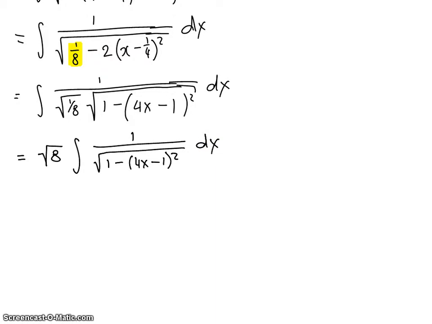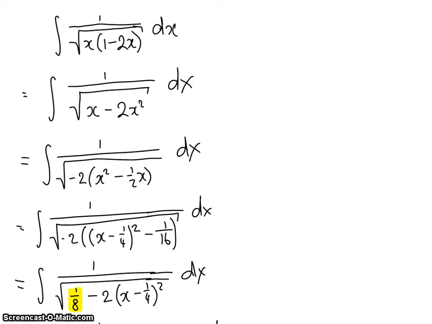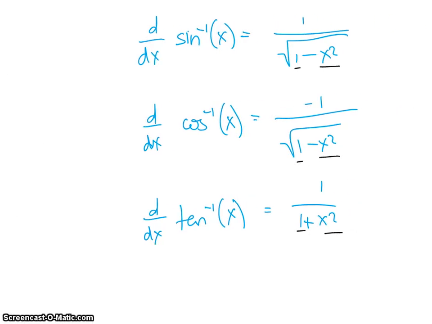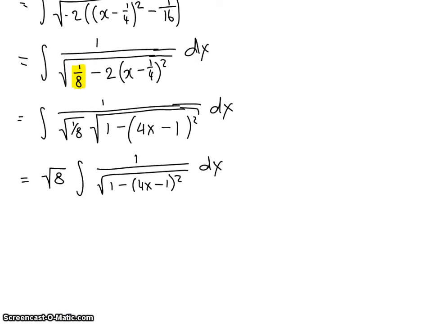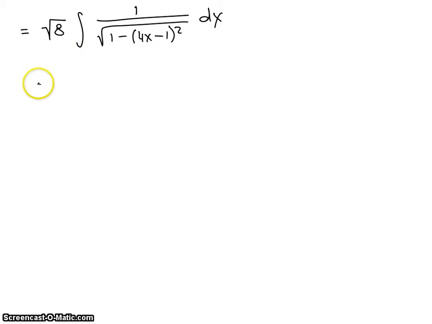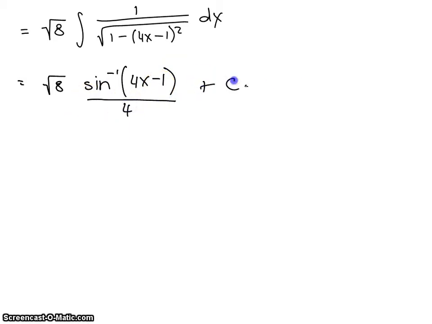What does this one look like? Well, if we go back to our rules, our formulas, 1 over the square root of 1 minus something squared, I think we're talking about this one here, right? So, how are we going to do it? This is then equal to root 8 sine inverse of 4x take 1. And then, of course, because there's this 4 in front of the x this time, I don't want that to reappear. I'm going to divide by 4 and then add my constant of integration.